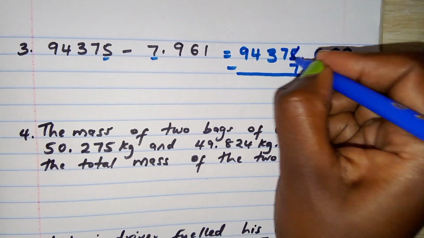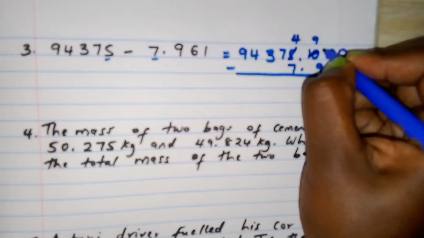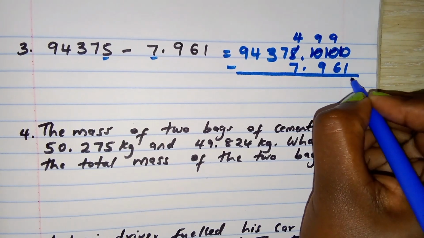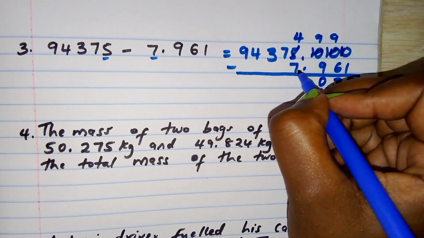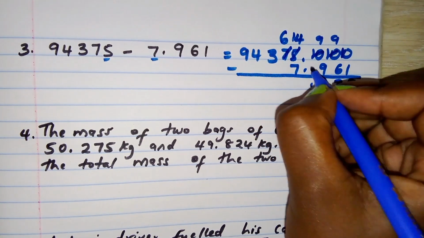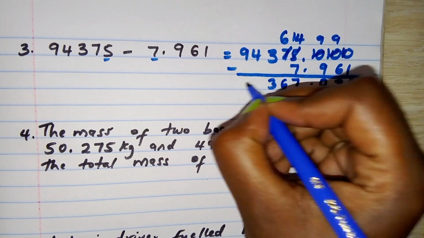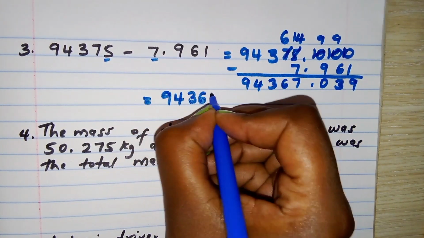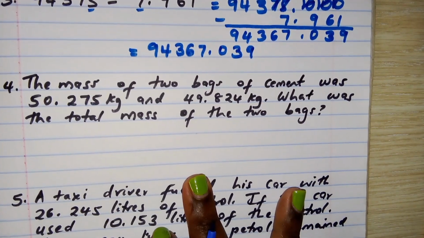So here we need to borrow from here, so that becomes 4. Put the 1 there, borrow again, 9, borrow again, 9, and put the 1 there. 10 minus 1 is 9, 9 minus 6 is 3, 9 minus 9 is 0, 4 minus 7 is impossible again, borrow from here, 6, that one becomes 14. 14 minus 7 is 7. 6 minus nothing, 6, 3, 4, and 9. So the answer is 94,367.039.